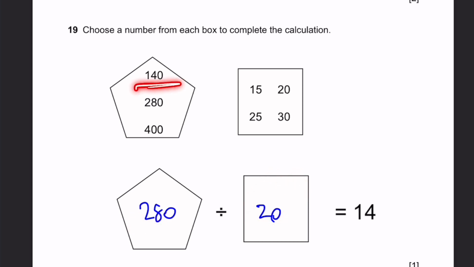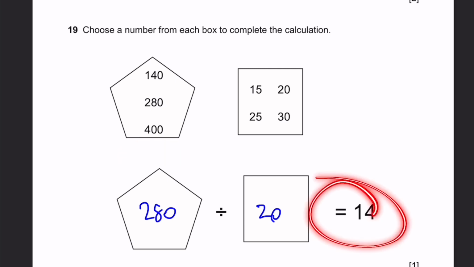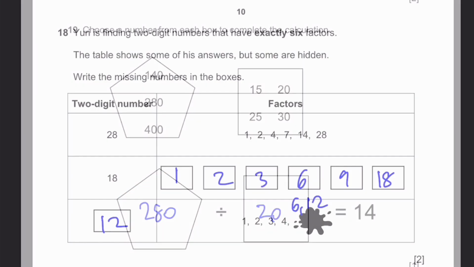So if we take 140, we need to divide by 10 to get 14 here. But then there's no 10 over here, so we can't do that. And for 400, we have to divide by some decimal to get 14. There's no decimals here. That's why only 280 divided by 20 is possible. That's the answer.